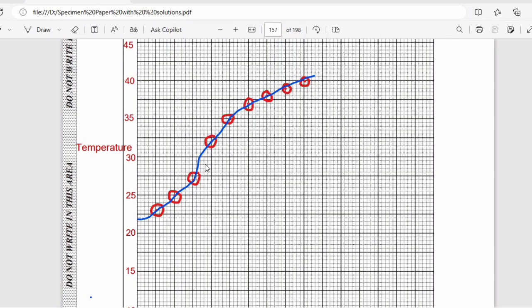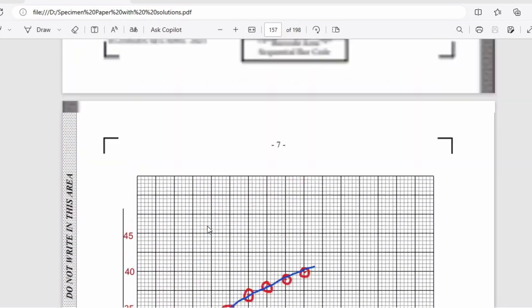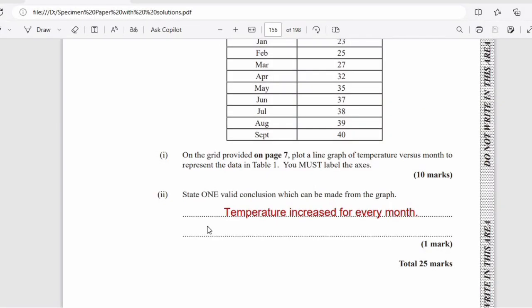So guys, they're basically marking you for plotting all these points, for actually putting in your axes. So temperature is here on your y-axis and months are on your x-axis. You would have made a scale. So all of that would give you your 10 marks.